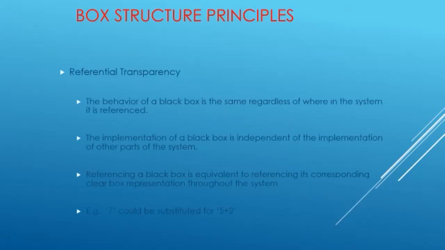Black box structure principles. The behavior of a black box is the same regardless of where in the system it is referenced. The implementation of a black box is independent of the implementation of other parts of the system. Referencing a black box is equivalent to referencing its corresponding clear box representation throughout the system. For example, 7 can be substituted for 5 plus 2, 7.